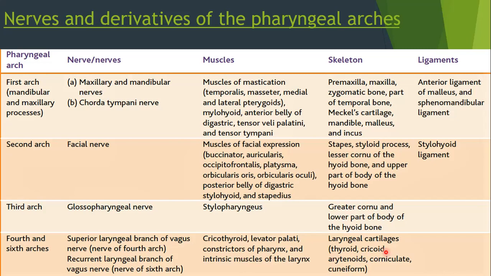Then the fourth and the sixth arch cartilages, remember, they fuse to form your laryngeal cartilages, namely thyroid, cricoid, your arytenoids, your corniculate, and your cuneiform cartilages. Then the rest part disappears, also the perichondrium, no ligaments are formed.